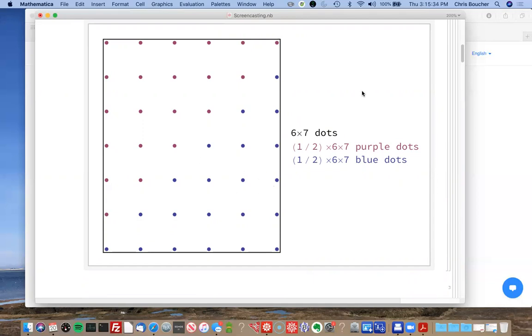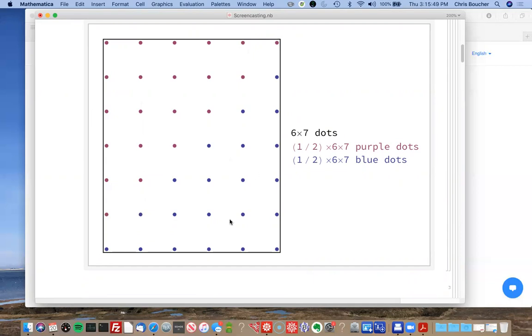So the number of blue dots is 1 plus 2 plus 3 plus 4 plus 5 up to however big the picture is. The purple dots have exactly the same count, because the triangle of purple dots is the same as the blue triangle. It's just kind of upside down.